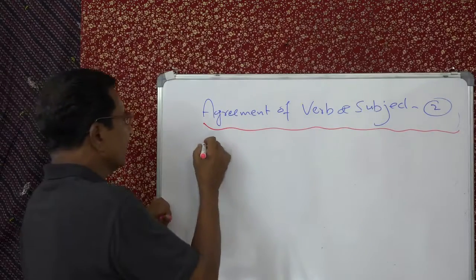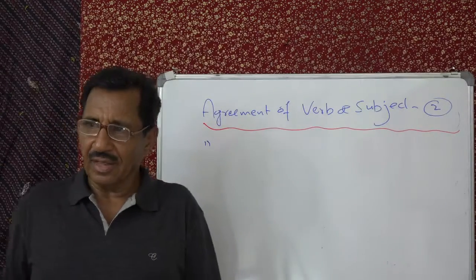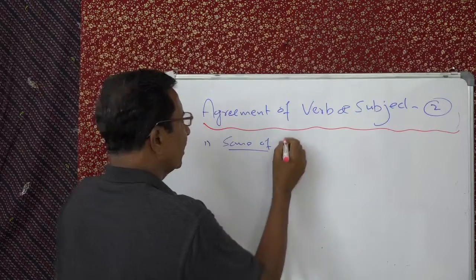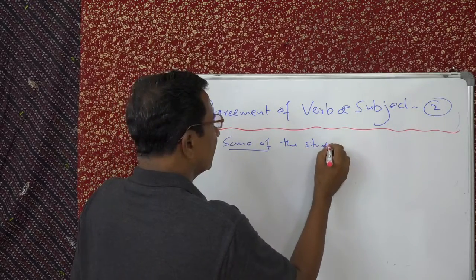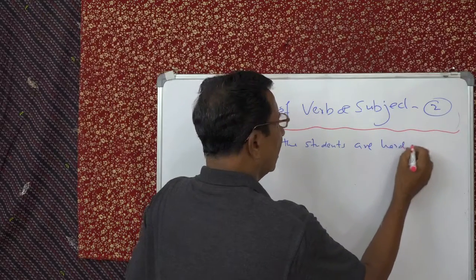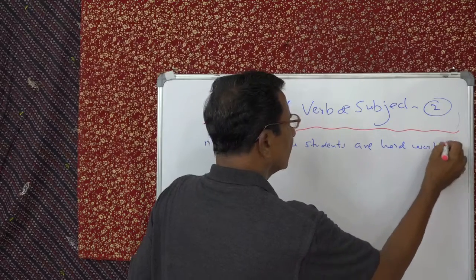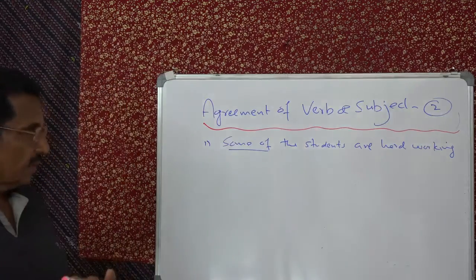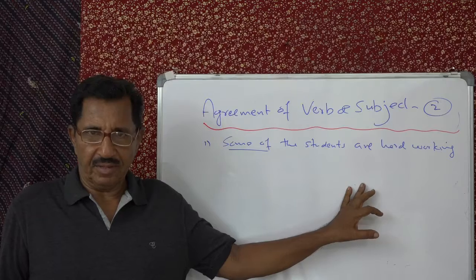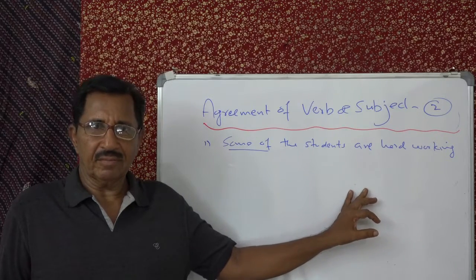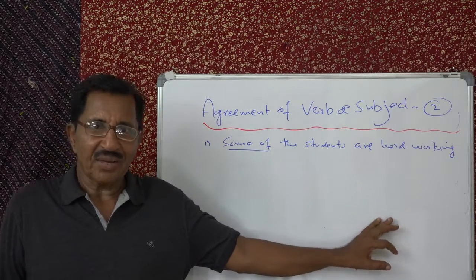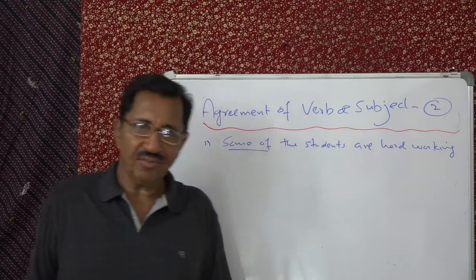You have come across sentences like this, no? Some of the students are hardworking. Some of the people are watching TV. Some of the men are fishing. Some of the students are playing in the field.